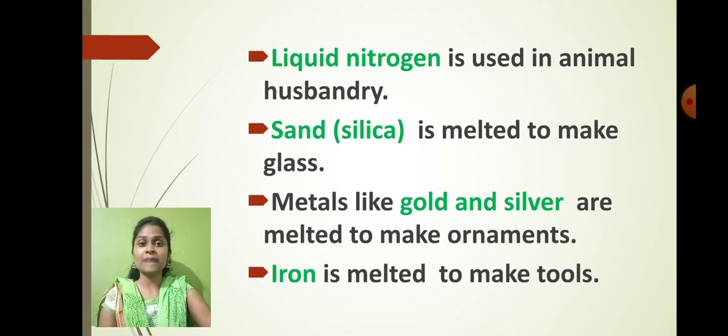And at the same time, as you can see over here, iron is melted to make tools. Different types of tools which we use for agricultural purposes or in mechanical engineering, etc. We use a lot of variety of iron tools. So iron tools are also given a particular shape by melting the iron. Okay, so these are the different uses of metals and non-metals which we use by changing their states in our day-to-day life.